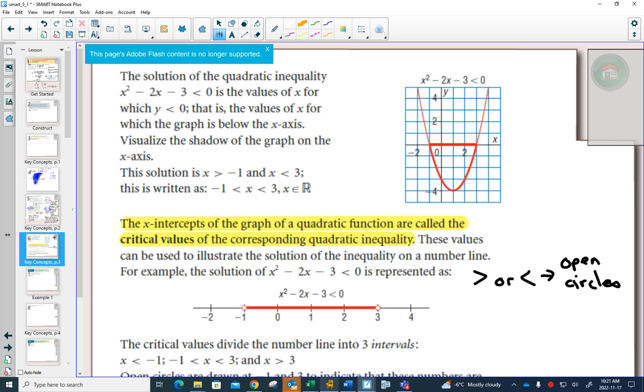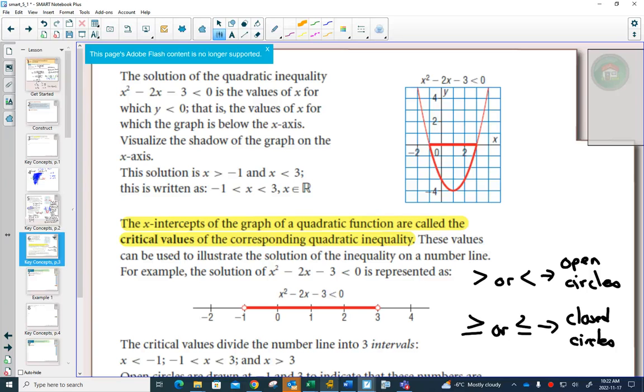you'll use open circles. Anytime you have greater than or equals, or less than or equals, we're going to fill in those circles. And basically, the open circle means that that answer cannot be part of the solution. The closed circle means it can be.